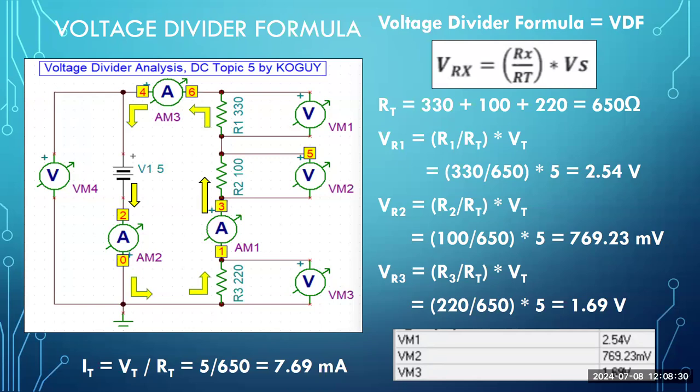And if we look at the numbers, VR1, the voltage across the first resistor, is equal to 330 ohms divided by the total of 650 ohms, then multiply by 5 volts, and we calculate 2.54 volts. Using the same method, we would calculate VR2 as 769.23 millivolts and VR3 as 1.69 volts. And the total current is calculated using Ohm's law as 5 volts divided by the 650 ohms, and that will calculate to be 7.69 milliamps. So these are the numbers of interest, not hard to calculate.